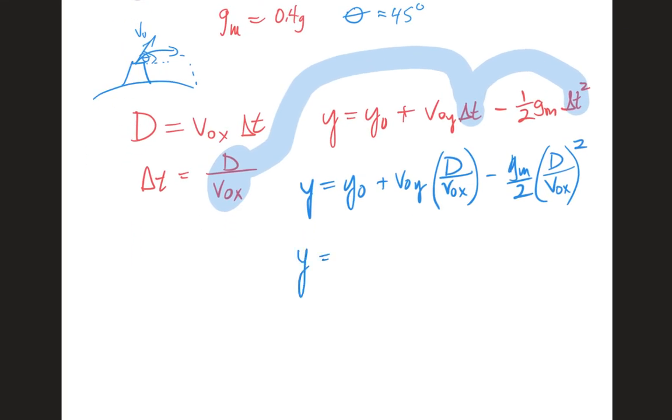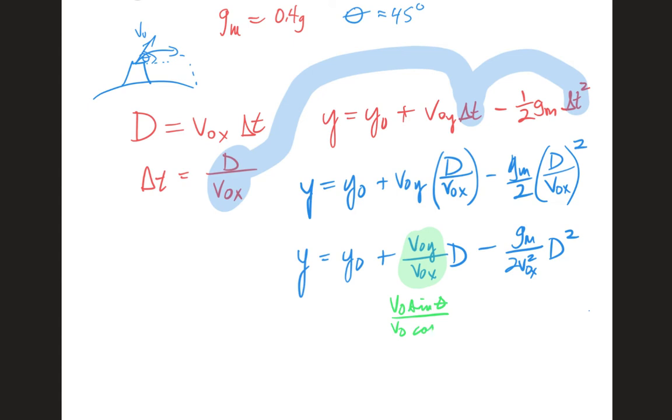So I'll do some ciphering here, just to make some things explicit: g sub m over 2 v naught x squared, d squared. And I did that mainly just to highlight the fact that this right here is going to shake out as a tangent. The reason for that is v naught y is v naught sine theta, and v naught x is v naught cosine theta. And that's just tangent theta because the v naughts cancel. All right?